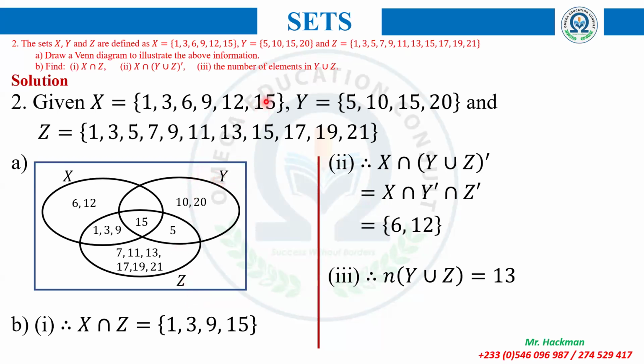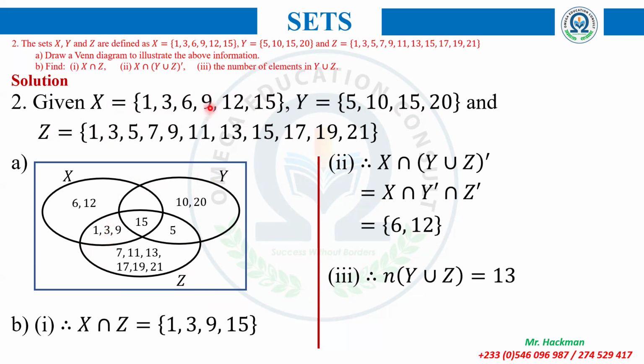Okay, you know that 15 is in X, and also in Y. So 15 cannot be placed there. Now concentrate on X and Z. 1 is in X and in Z, but it's not in Y. So you write it there. 3 is in X and in Z, but not in Y. So you write it there.